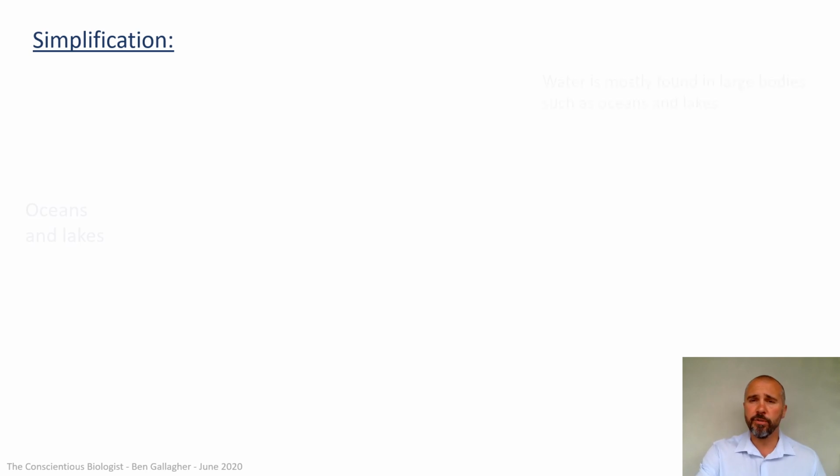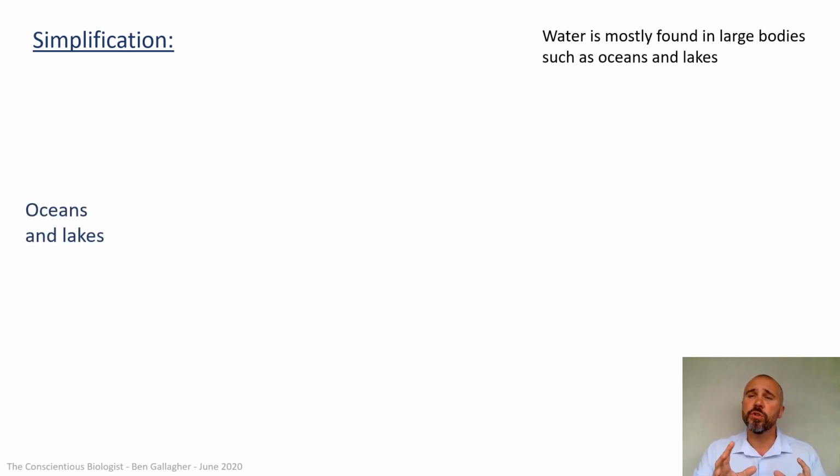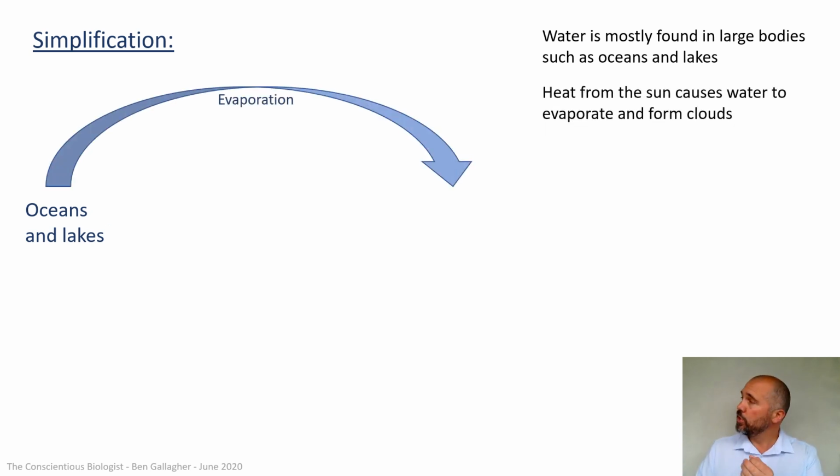Okay, so for a simplification then, let's start off with that water is mostly found in large bodies such as oceans and lakes. So we'll put that over there. What happens then is you get evaporation. So the heat from the sun causes water to evaporate and form clouds. Those clouds, as we saw on the last one, can then be blown over towards the land, or the clouds tend to form around mountains anyway.